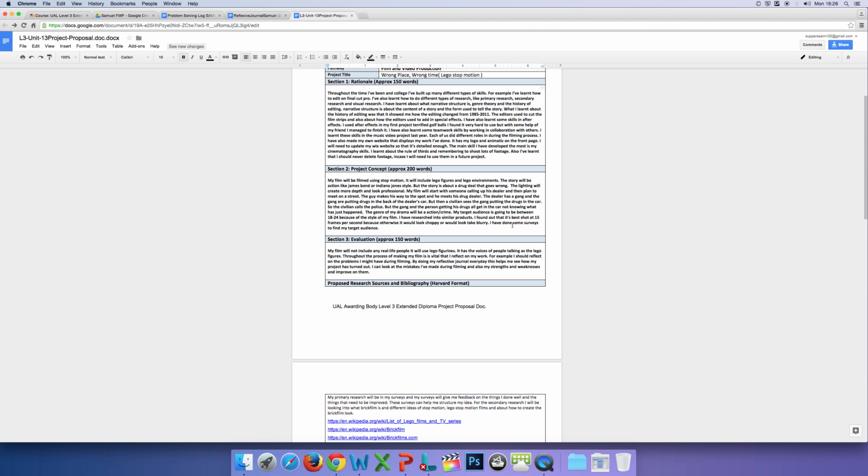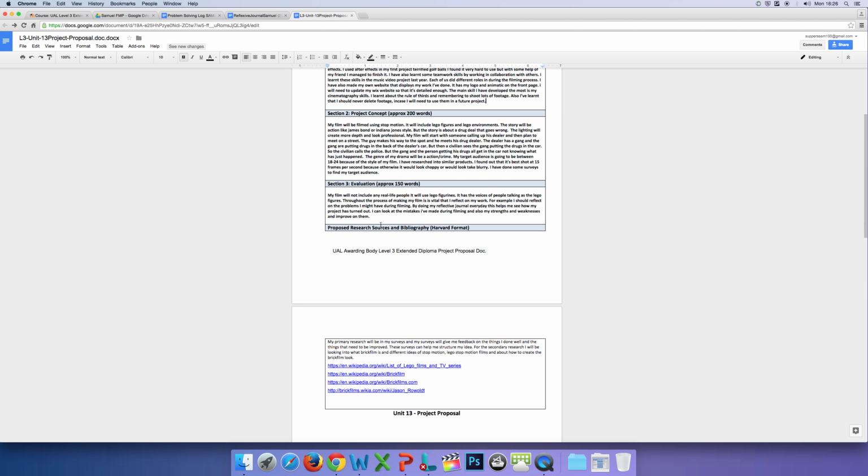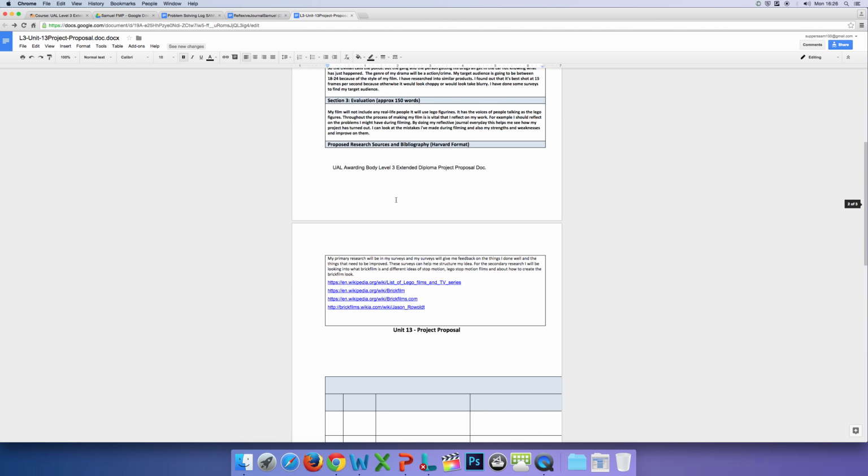I've said here I've done surveys to find my target audience. This part is the evaluation. It says how it will include no real life people, but it will have voices of real people on the figures, but the figures won't be moving, their mouths won't be moving, it will just be the audio in the background. And by doing a reflective journal, it helps me to see how the project has actually turned out and stuff like that.